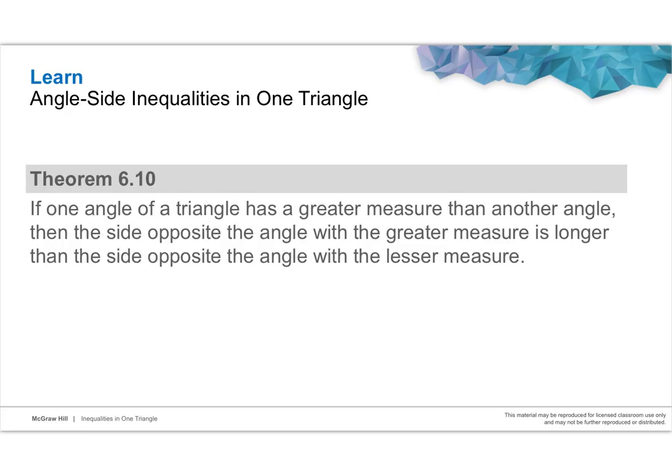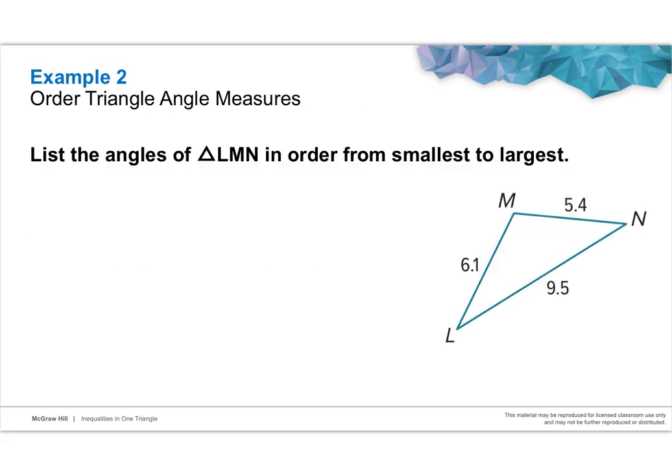Theorem 6.10 is that same relationship, but in reverse. So if we know that the angle has a greater measure than another angle, then the side opposite that angle with the greater measure is longer than the side opposite the angle with the lesser measure. So big angle across from it, big side, small angle across from it, small side.